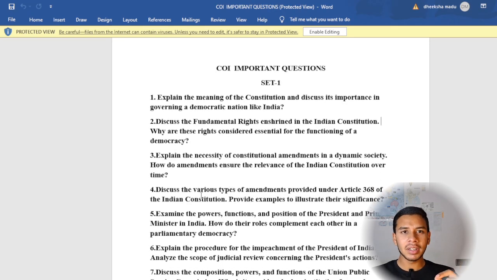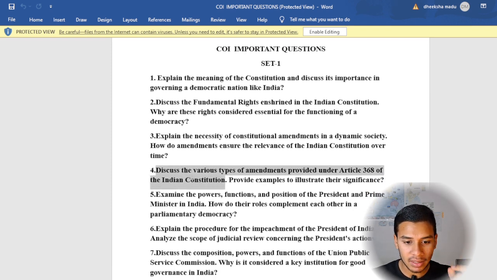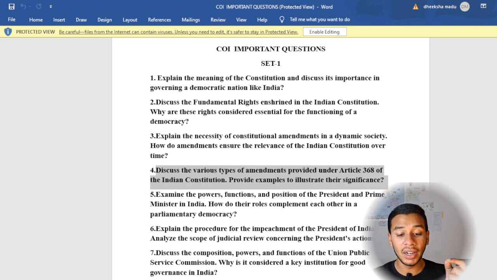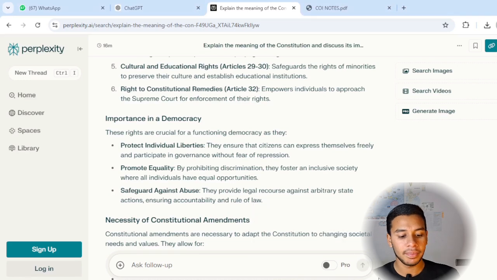Guys, we have discussed the top 2 questions, and the third important question in this set could be: discuss the various types of amendments provided under Article 368 of the Indian Constitution. Provide examples to illustrate their significance.